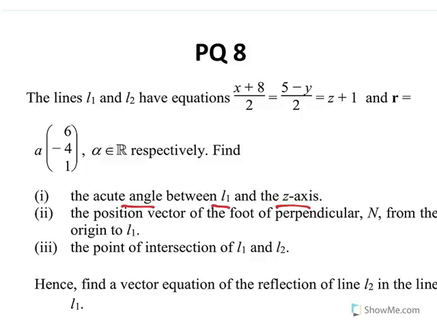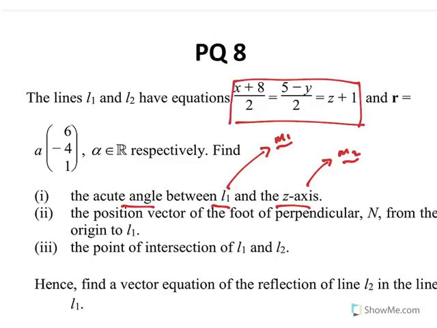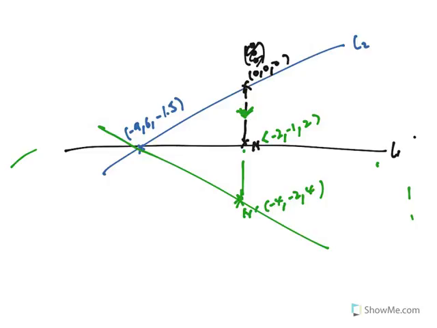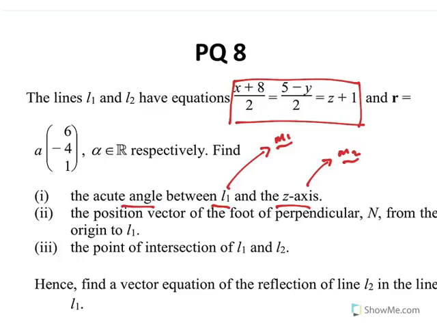So for the angle between two lines, all we need is the direction vector. For line 1, we need the direction vector. Let's call it M1. For line 2, the direction vector is M2. Line 1 is in Cartesian form, so it's not very helpful. All we need to do is write line 1 in vector form, so it's a vector equation.